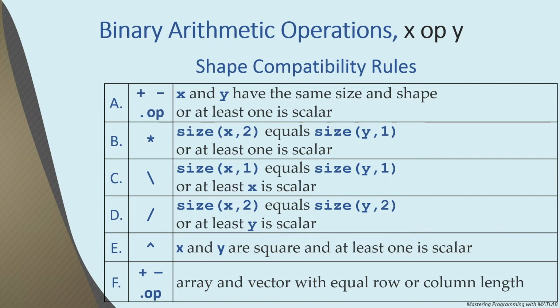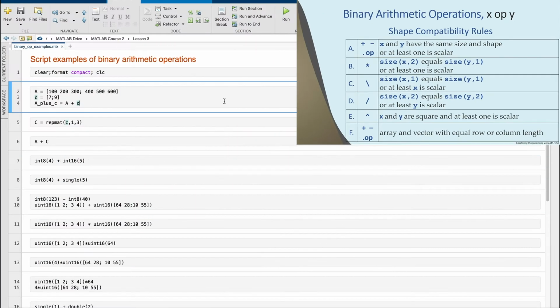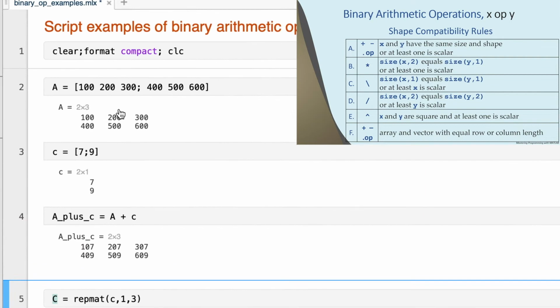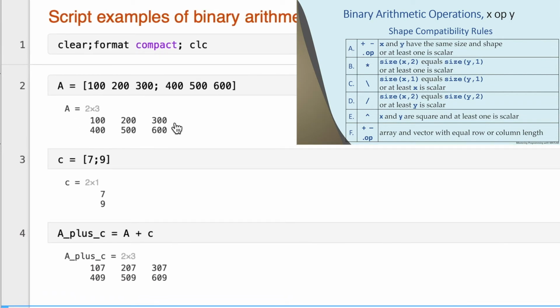Here's an example with a column vector. I've got that example and a bunch of other examples prepared for you in a live script. We'll explain how to create live scripts and how to use them in the last lecture of this lesson. Here we've got a 2 by 3 array A and a column vector C of length 2. The column length is 2 for both of them, so the new rule applies.